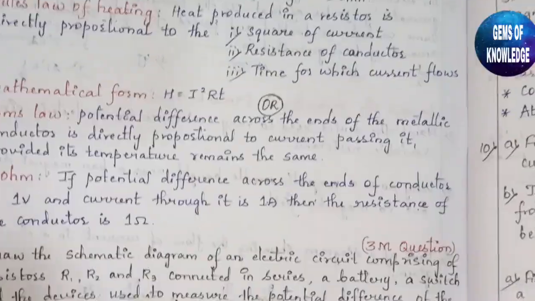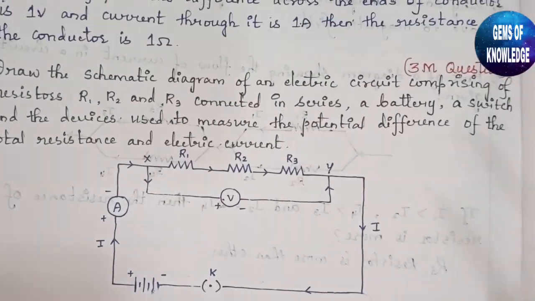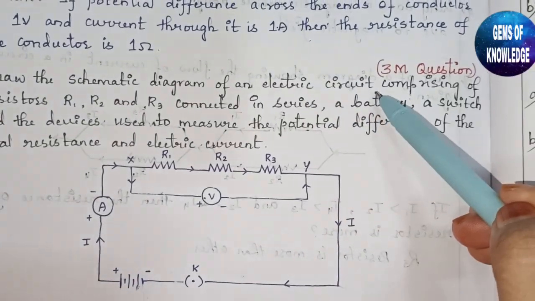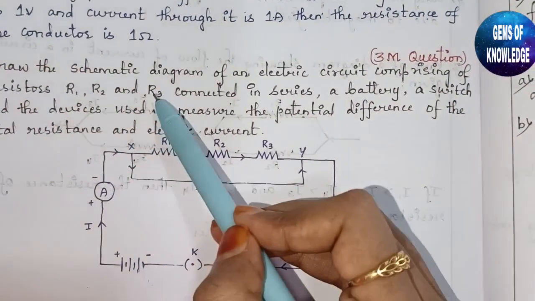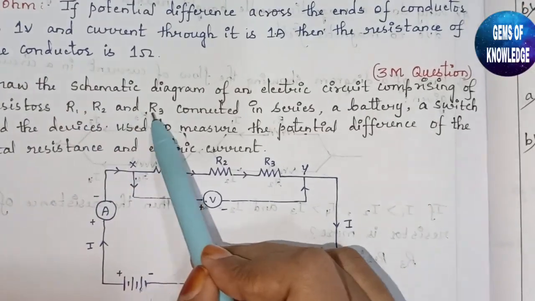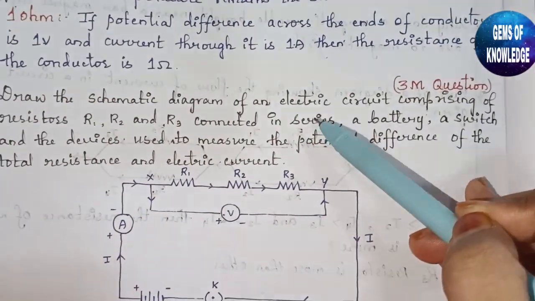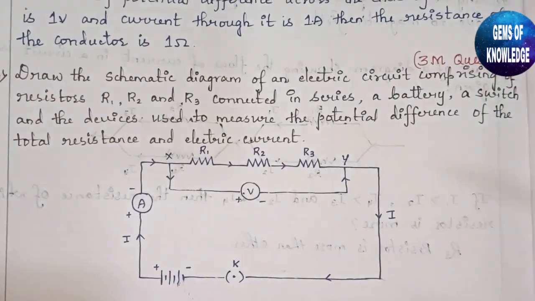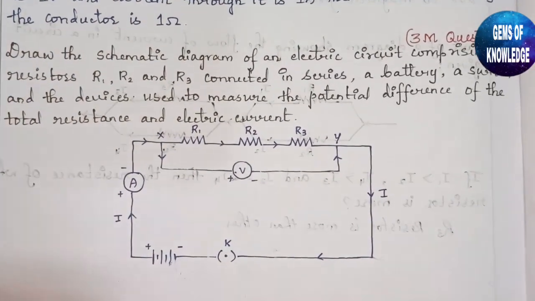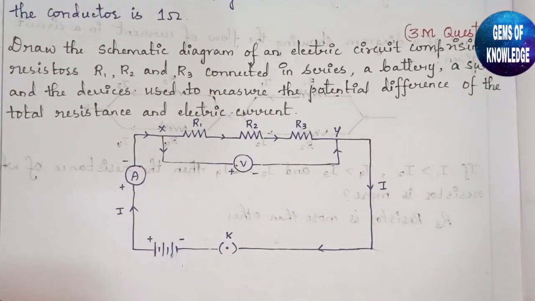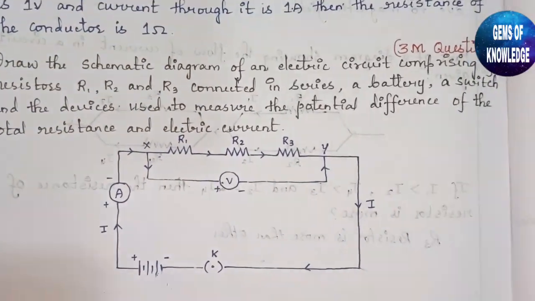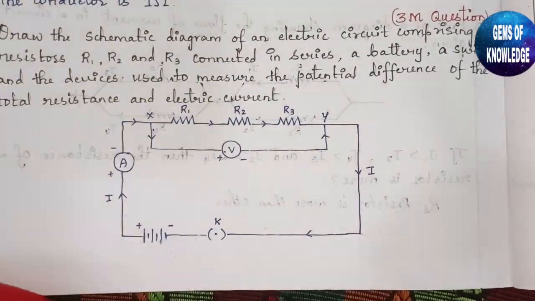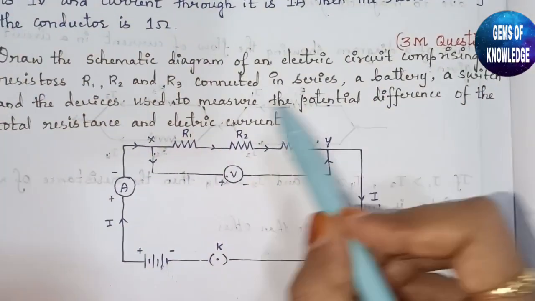Okay, moving to the next question. These are the 3 mark questions. Draw a schematic diagram of an electric circuit comprising of the resistors R1, R2 and R3 connected in series. When 3 resistors are given and they have asked you to connect them in series, you should know you have to draw the diagram of resistors in series. This is also an important diagram which I have already told you in my important diagrams video. If you have not watched that video, the link is provided in the description box. A battery, a switch and devices.